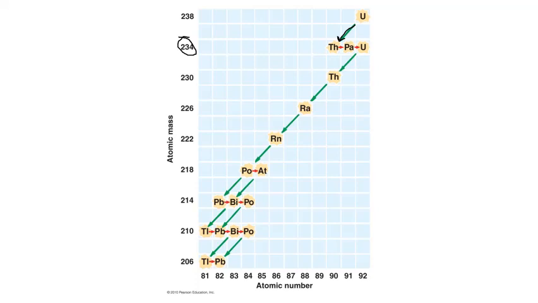Well, if it has 90 protons, it's no longer uranium. Remember that an element is defined by the number of protons in its nucleus. If you only have 90 protons, you're not uranium anymore. You are thorium. So therefore, the uranium-238, when it emits an alpha particle, becomes thorium-234. All the green arrows represent alpha decays. All the red arrows indicate beta decays.